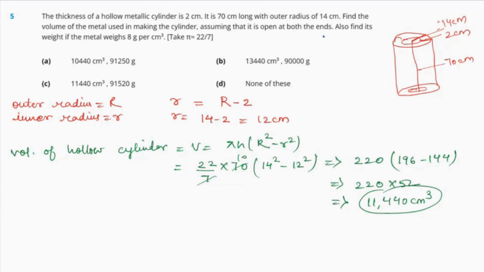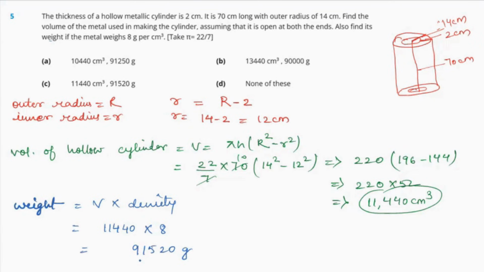Along with the volume, the question is also asking about the weight if the metal of 8 gram per centimeter cube is used. To find the weight, we already know we can figure it out by volume times density, which is given to us. So the weight will be 11,440 times 8 gram per centimeter cube. Multiplying by 8, we get the weight as 91,520 gram. That will be our answer. So option C is our correct answer.